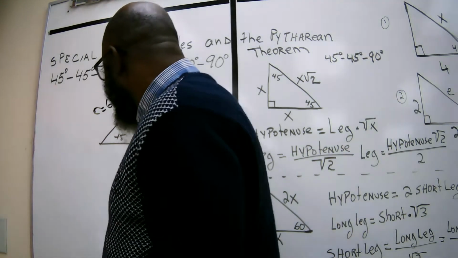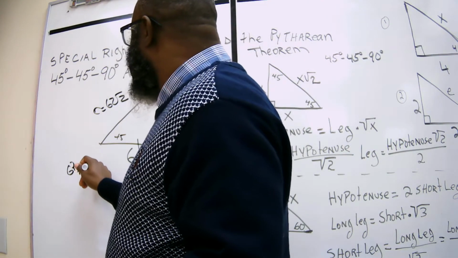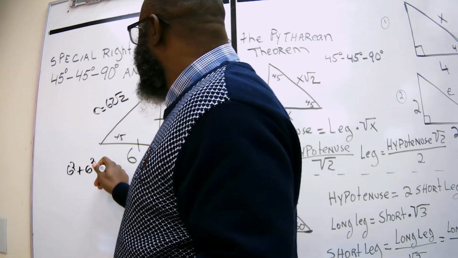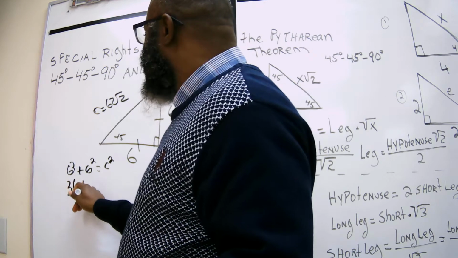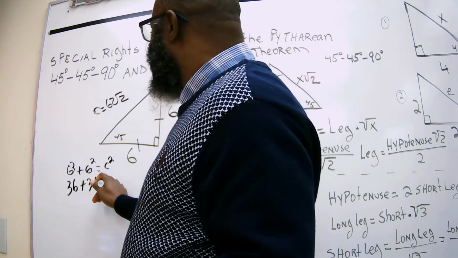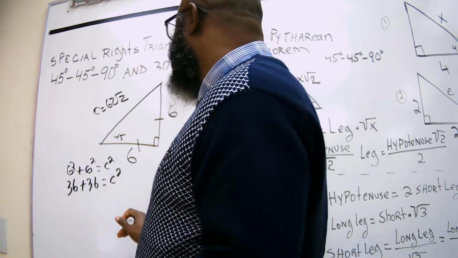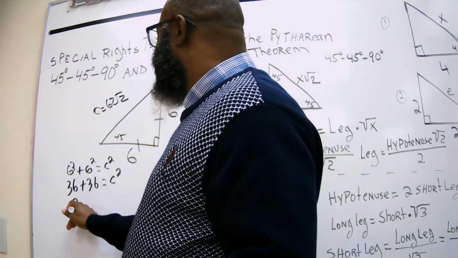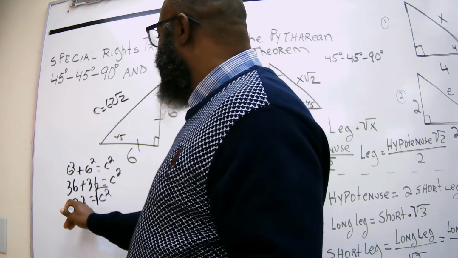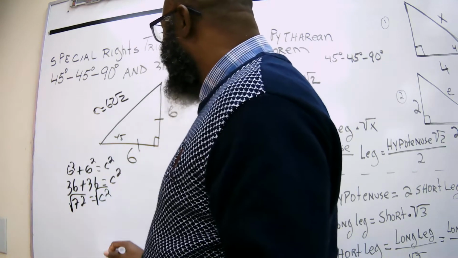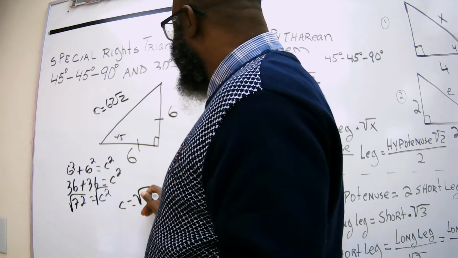So that will be 6 squared plus 6 squared is equal to C squared. You will end up with 6 squared is 36, plus 36. Some of you are going to add it, but I will add it to see what's going on. You will have 72 is equal to C squared. Then you will have to take the square root of that. So that will be more work for you. So you will have C is equal to square root of 72.